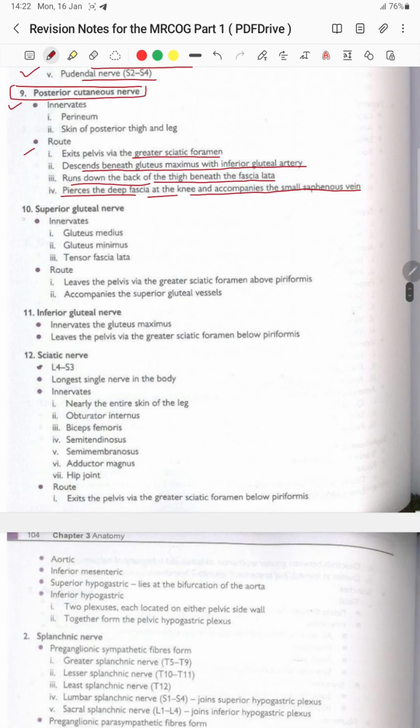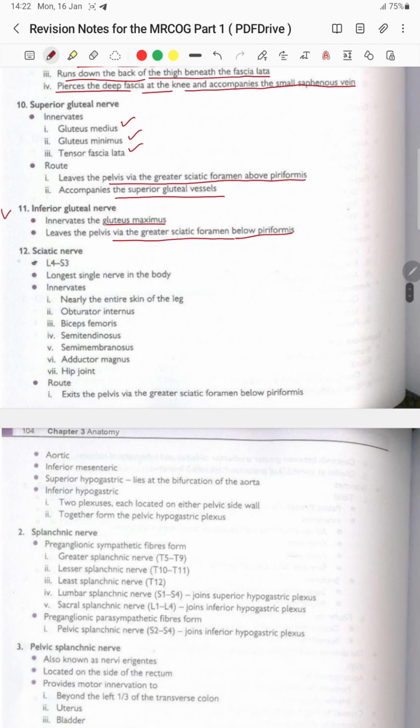The superior gluteal nerve innervates the gluteus medius and minimus and the tensor fascia lata. The root leaves the pelvis by the greater sciatic foramen above the piriformis and accompanies the superior gluteal vessels. The inferior gluteal nerve innervates the gluteus maximus and leaves the pelvis via the greater sciatic foramen below the piriformis.